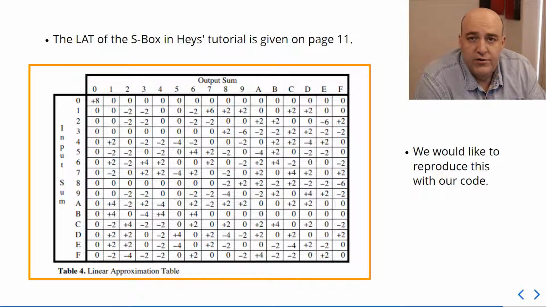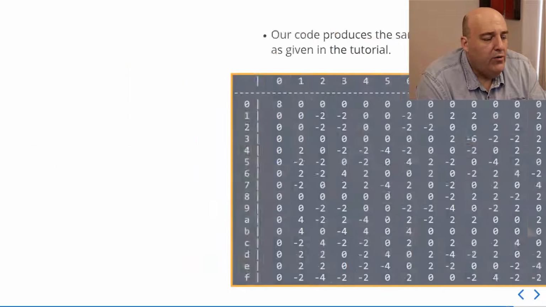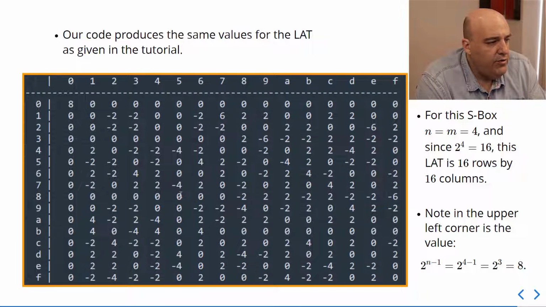So our goal is to reproduce this table using our code. And we're going to see that our code will produce this table here. And that is the same as what was given on the previous slide. So just notice here that the number of bits here is 4. And 2 to the 4 minus 1, which is 2 to the 3, is 8. And that is the number in the upper left corner, right?